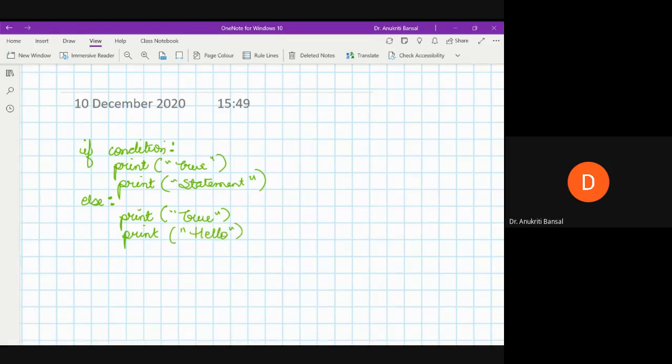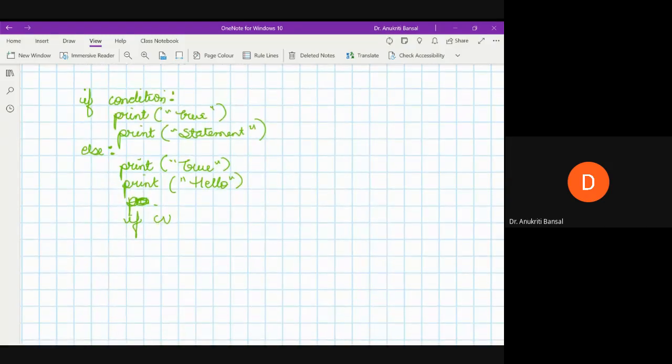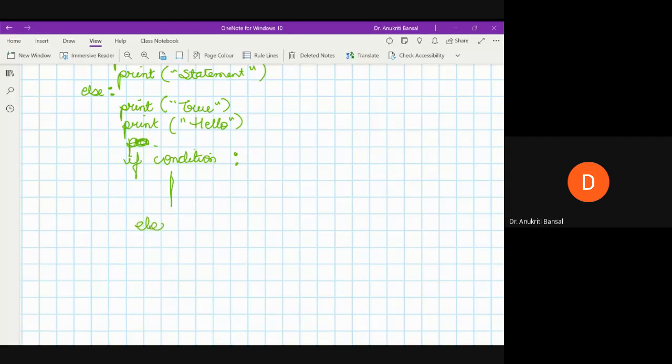So we can have multiple number of statements here. We can have another if statement as well here. And they again can have if and else statements. Is it clear?